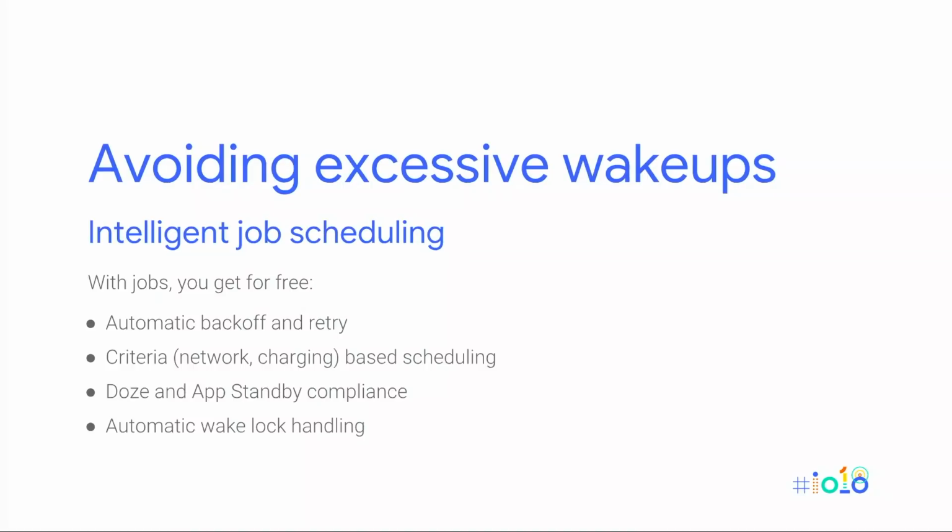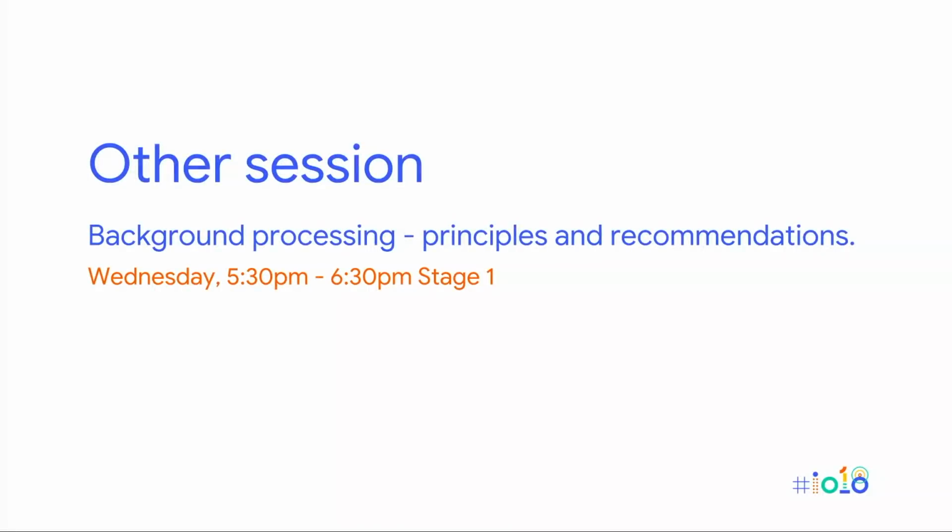You get criteria-based scheduling, so you can only wake up the device when it has network or is charging, so that you don't actually run your code unnecessarily. You get Doze and standby compliance, and like I mentioned before, even automatic wake lock handling. And there's a whole session about background processing and the WorkManager API specifically, where you can learn more about this today.